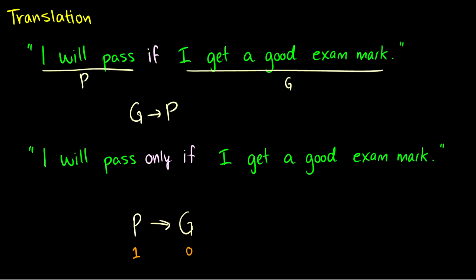I will pass only if I get a good exam mark. This says that I passed even though I didn't get a good exam mark, which is a lie. So that is the difference between if and only if. So just keep that in mind. The thing after if, so I will pass if I get a good exam mark would be G arrow P. So if I get a good exam mark, then I will pass.